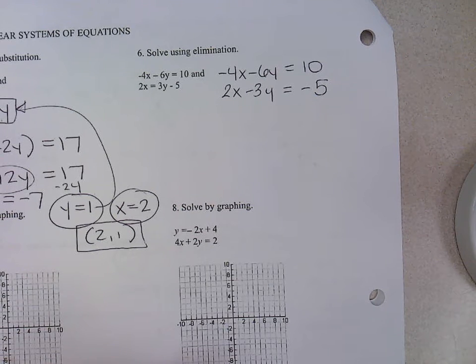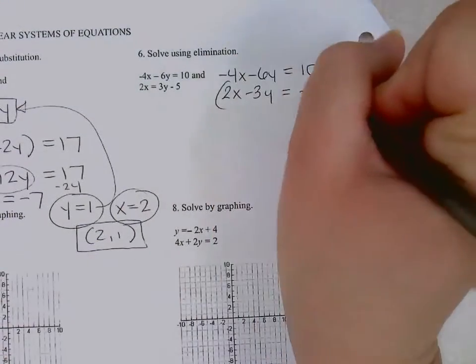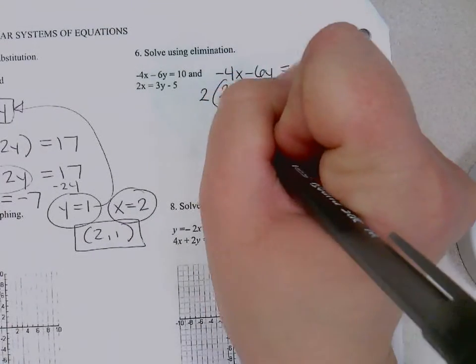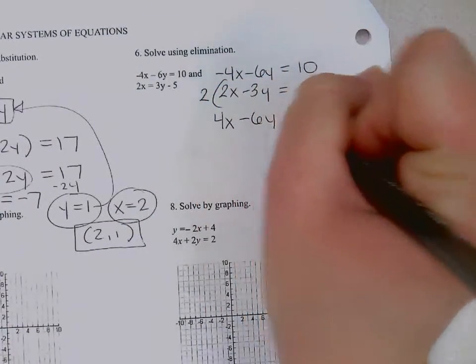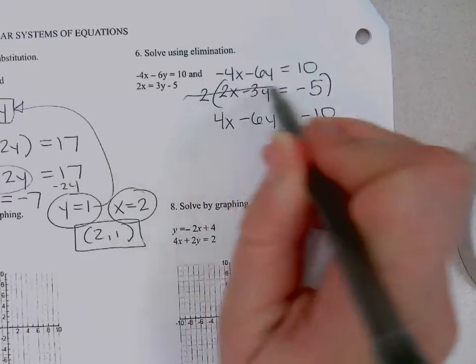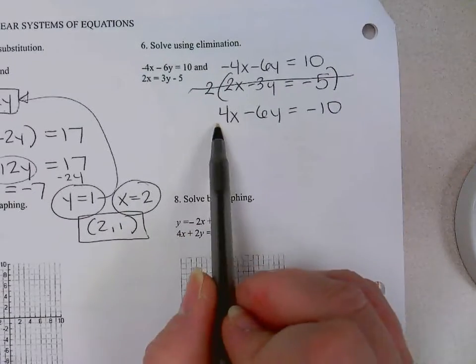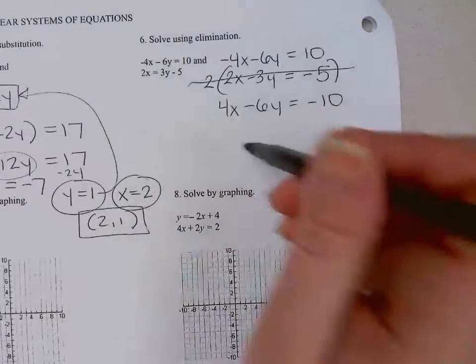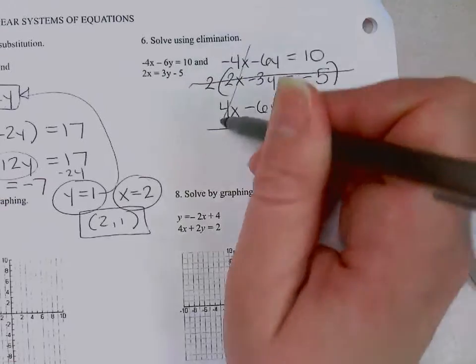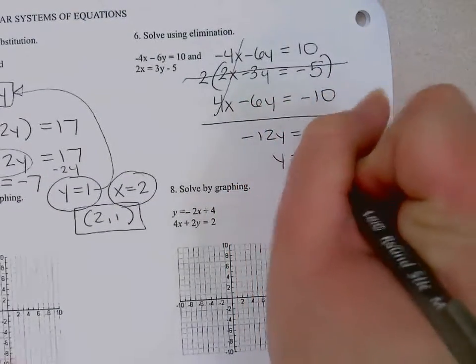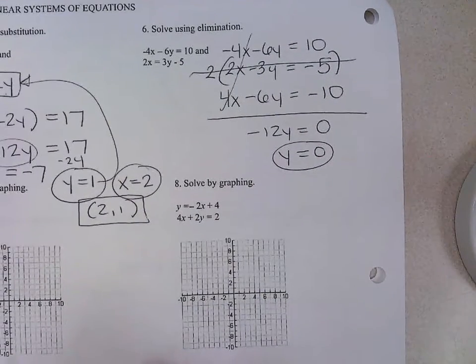No. So I need to multiply one of the equations by something so that one of the variables will get eliminated. In this case, I'm going to multiply 2 times the bottom equation. 4x minus 6y equals negative 10. I'm just going to lightly cross that one out because I now have this top equation and this bottom equation to add together. That adds up to 0. So I have negative 12y equals 0. So y itself must equal 0.